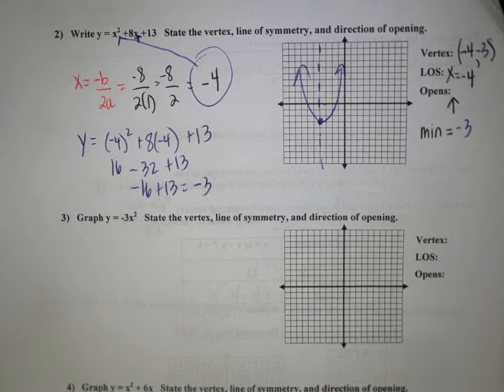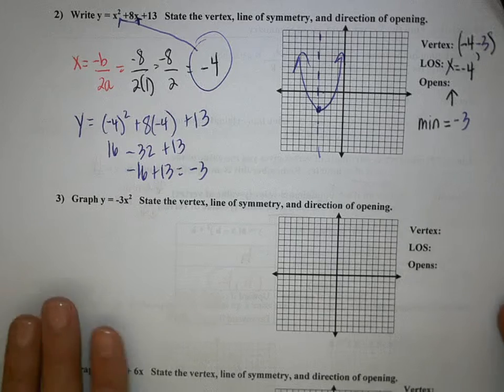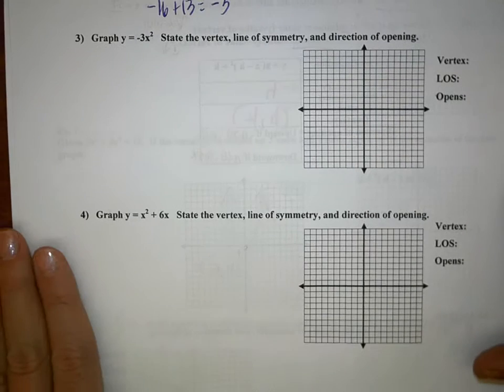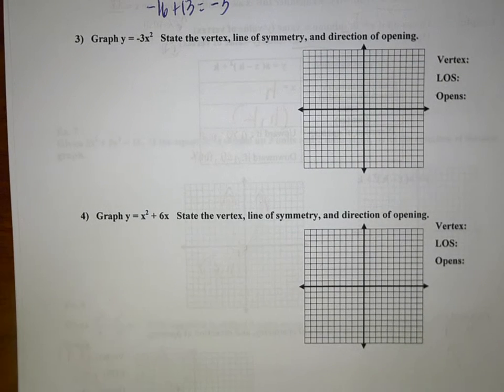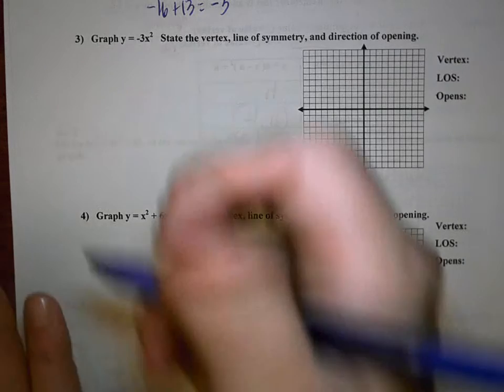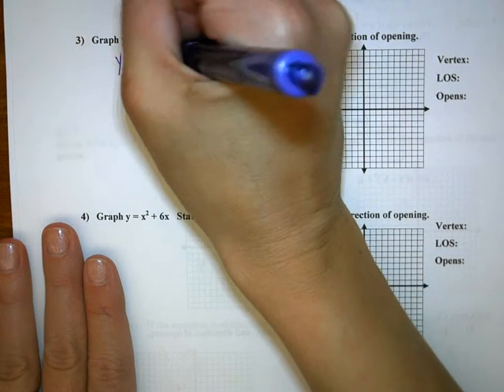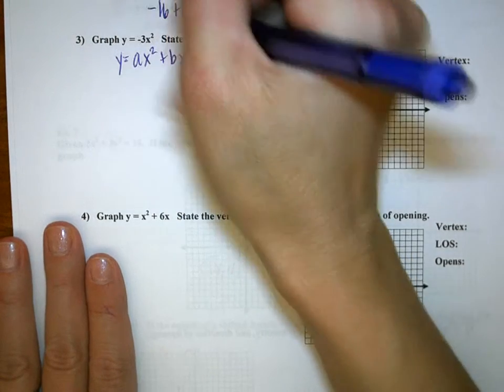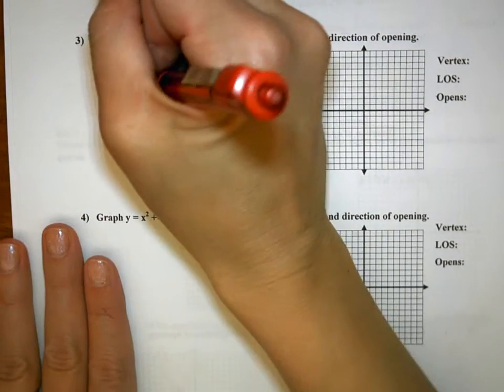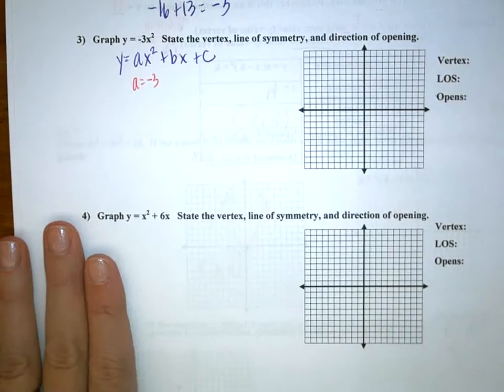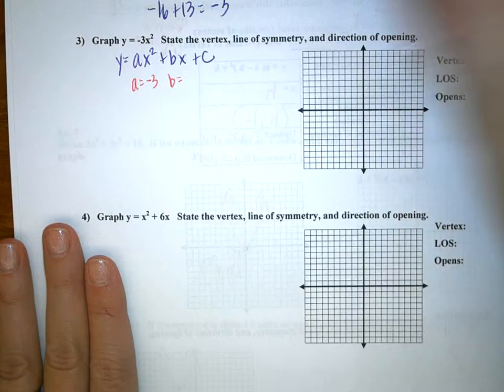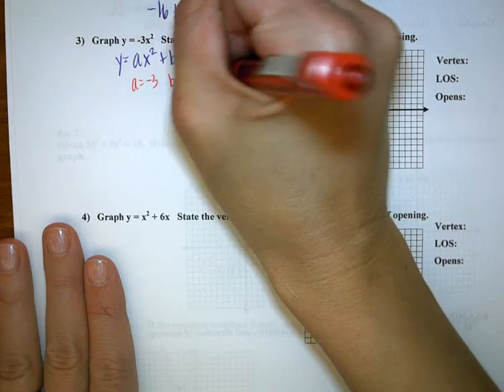Okay, example 3. State the vertex, line of symmetry, and direction of the opening. Okay, what is my vertex on this one? 0. It is 0, 0. If you're not okay with that and you don't quite understand, remember that in your standard formula, y equals ax squared plus bx plus c. With this one, a is what? Negative 3. What is b? 0. What is c? 0.